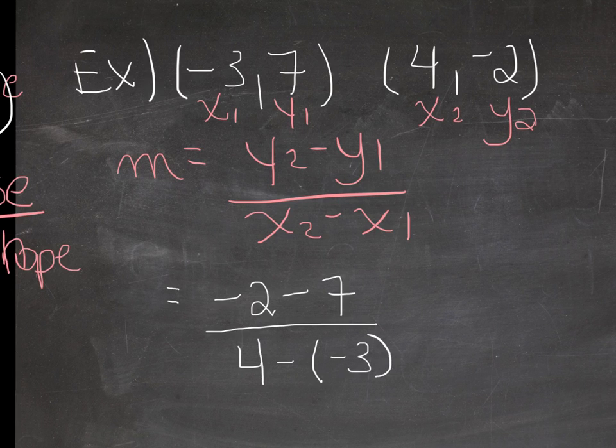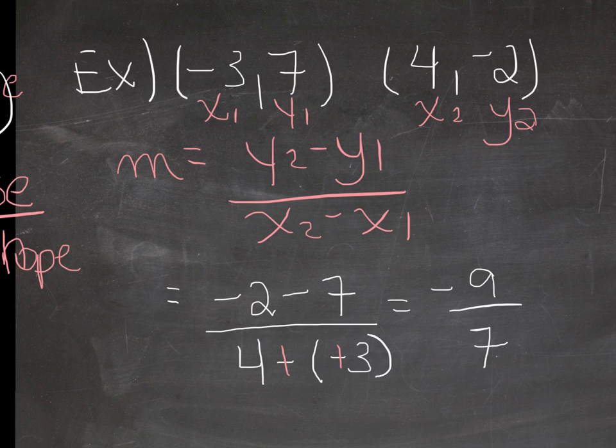You just have to be careful with your integers here. On the top I have negative 2 minus 7, so the same sign, I'm going to bring them together. So it's going to be negative 9, over 4 minus negative 3. Remember, I changed this to plus, so 7 is in the denominator. So the slope of a line with those 2 points would be negative 9 over 7.